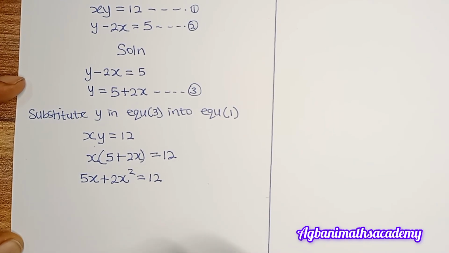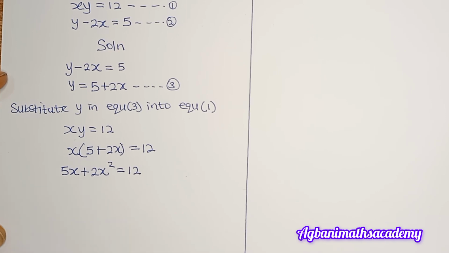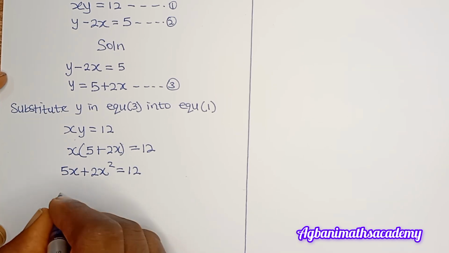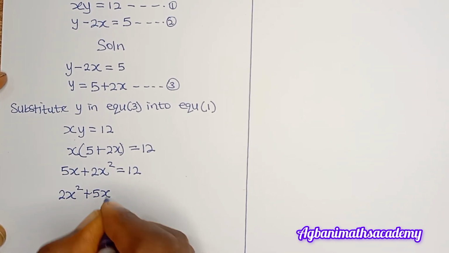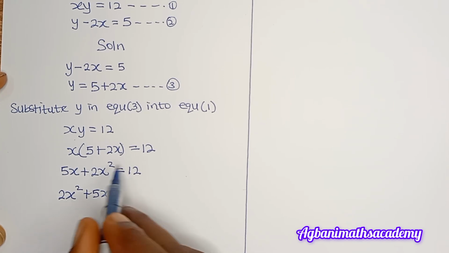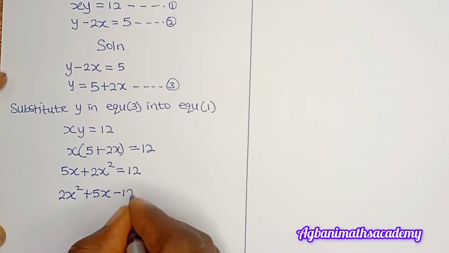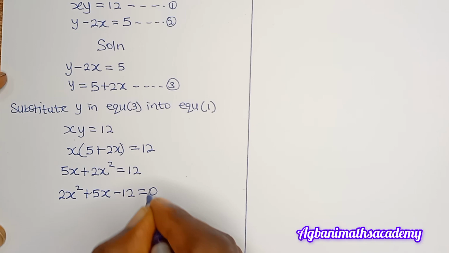So we are going to rearrange this quadratic equation we are seeing here. In a quadratic equation, the highest exponent of the variable is 2. So we can see that we have 2 here. We can rearrange this to be 2x squared plus 5x. If we move this 12 to the left, it's going to change to minus 12 is equal to 0.